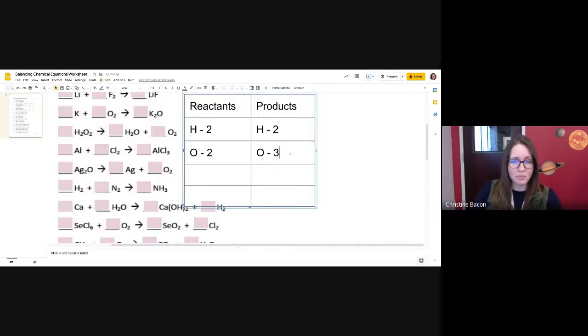So I have 3. What I'm going to do is, first, I need to make sure that these are even numbers so they're easier to work with.